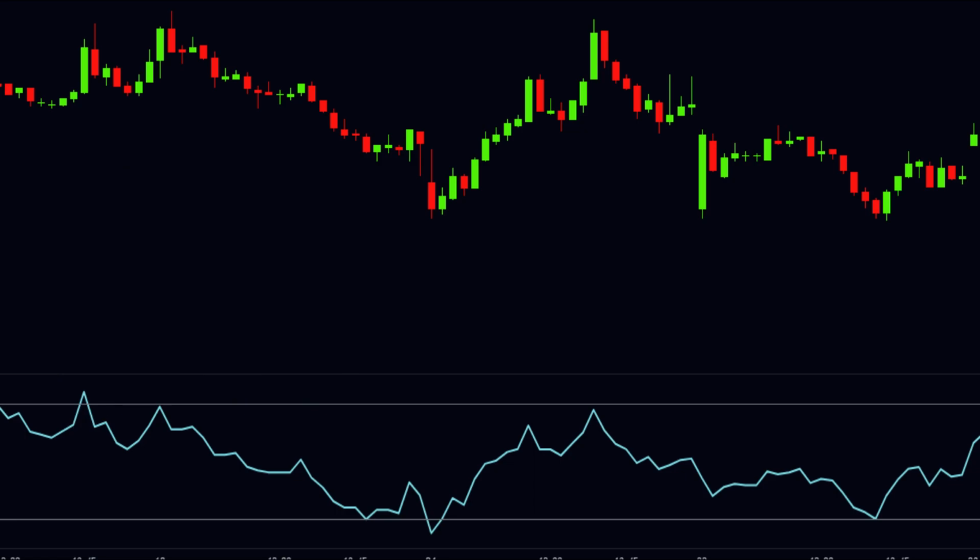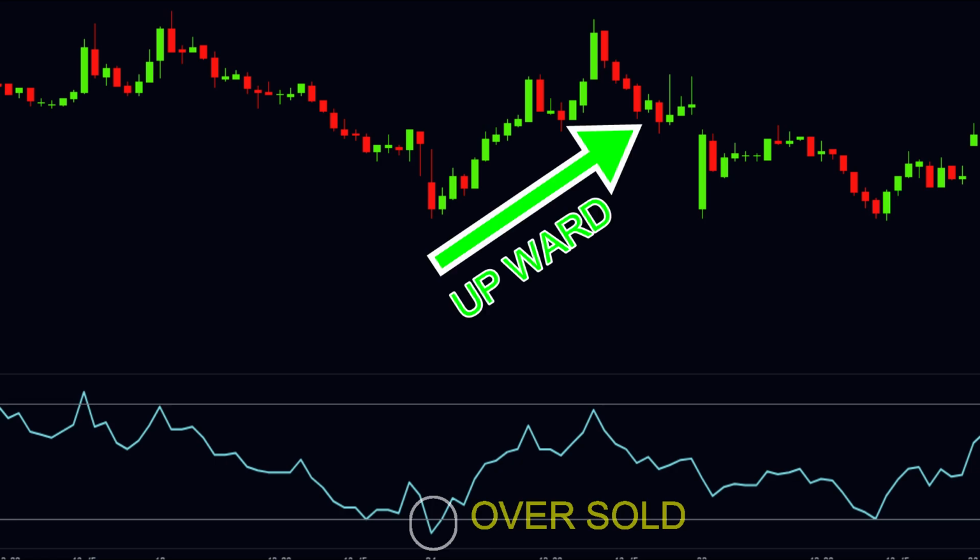In the same way, when RSI of the stock is below the 30 level, the stock is oversold and buying of the stock may start from this level. So, reversal may occur, and from now, price may go in upward direction.